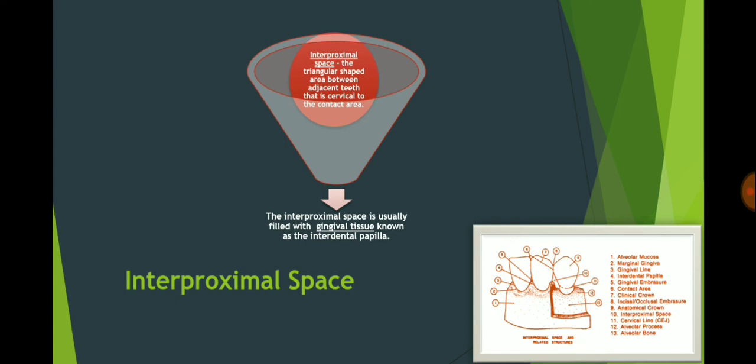Okay, so you have two embrasures, above the contact and below the contact. So incisal or occlusal embrasure. Number 9 is anatomical crown. And number 10 is interproximal space. Number 11 represents the cervical line, or the CEJ. And then number 12, you have alveolar process, and then you have number 13 as alveolar bone. So make sure you know the anatomy of the interproximal space, okay, and what makes the interproximal space, the components, the embrasures. Now remember that you have an occlusal or incisal embrasure, and also you have a gingival embrasure.